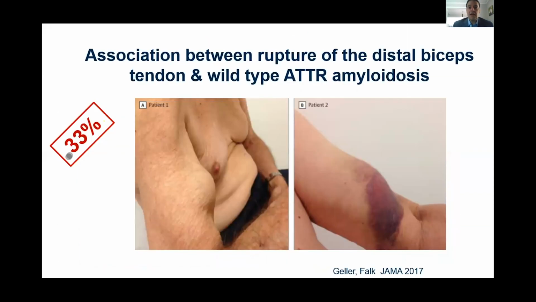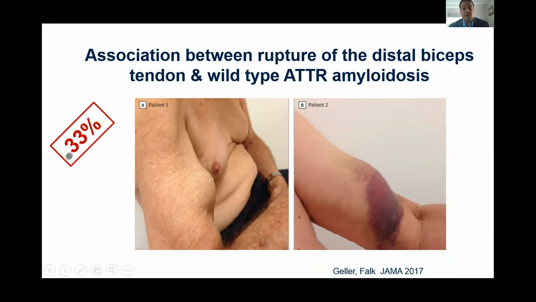And then finally, rupture of the distal biceps tendon is very much associated with wild type. In fact, Rodney Falk did a study where he talked to, I can't remember the exact number of patients, but quite a large number of patients with wild type, and asked for a history of biceps tendon rupture, and 33%, a third, actually had this. You get this Popeye arm here.